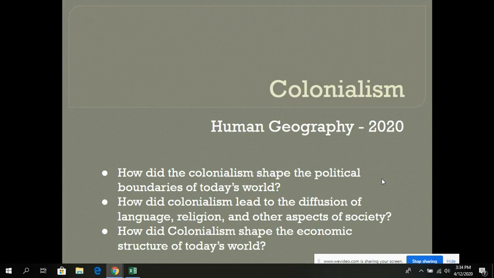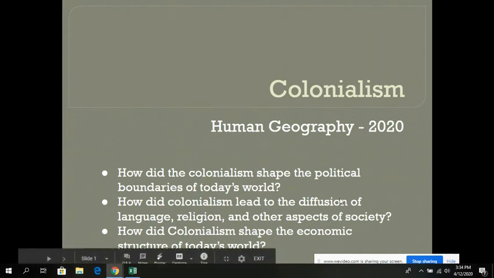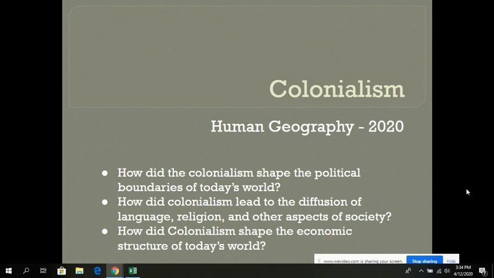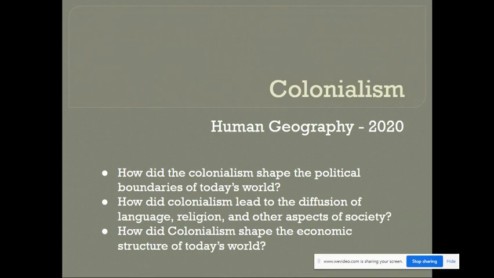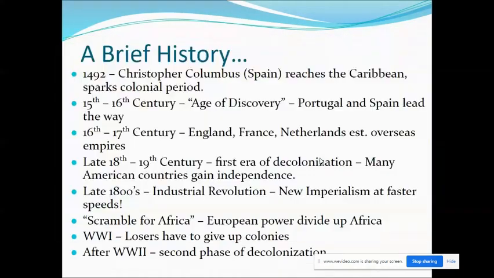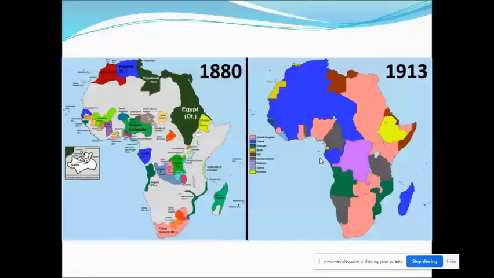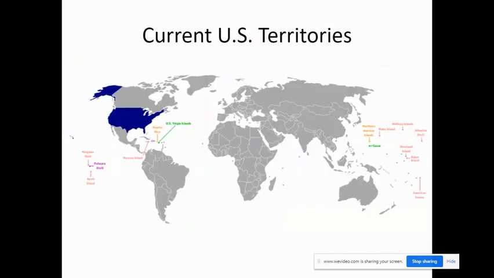And then the last one is, how did colonialism shape the economic structure of today's world? So all of those is how we look at colonialism in human geography. Once again, you're going to get a lot more information about colonialism in world history next year. So we're going to skip forward through a lot of the stuff that we talked about last week. I'm going to go kind of quickly through here.